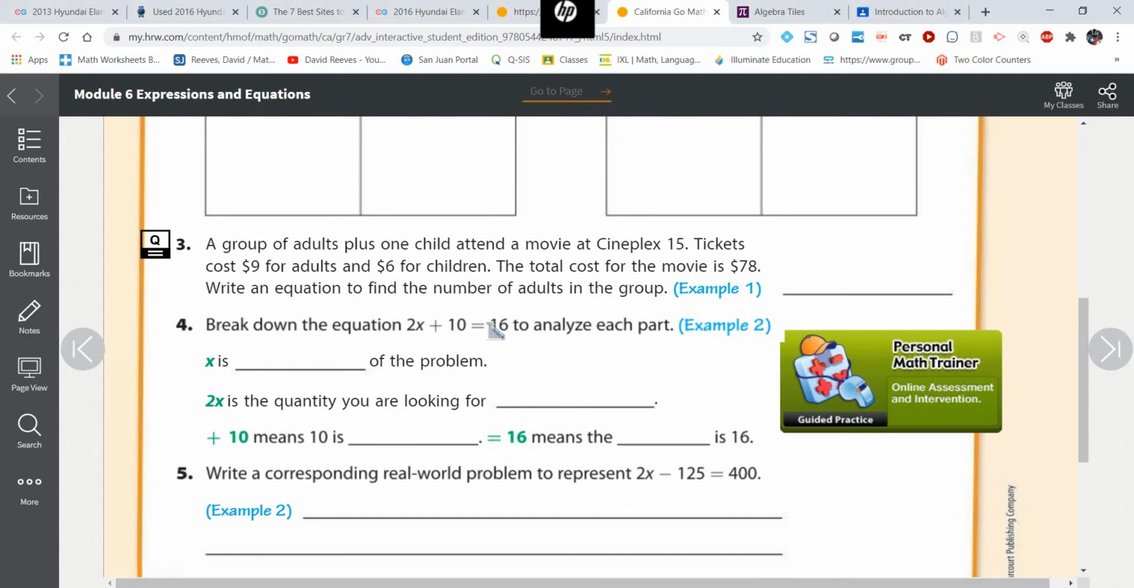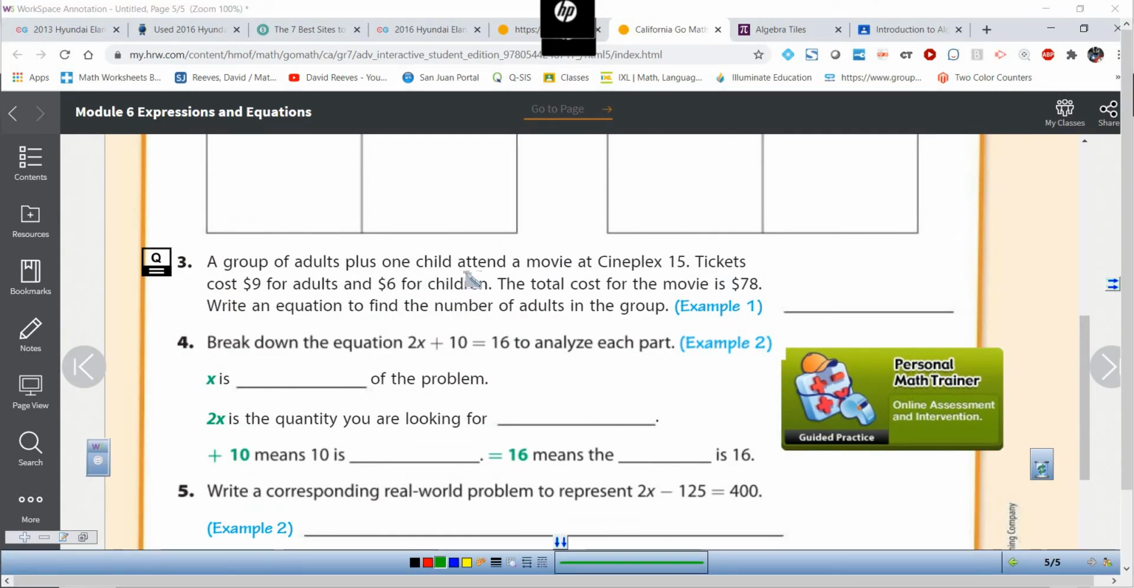Number 3 here says a group of adults plus one child attend a movie at Cineplex 15. Tickets cost $9 for adults and $6 for children. The total cost for the movie is $78. Write an equation to find the number of adults in the group. Think back to what I told you. Here we go. There is our total. So right off the bat, I'm looking for equals 78. That's where I like to start. For me, that's the easiest part when you have a total, just to say what it's equal to.